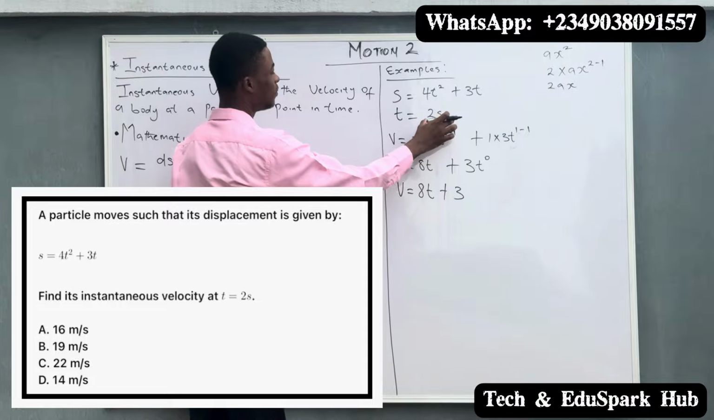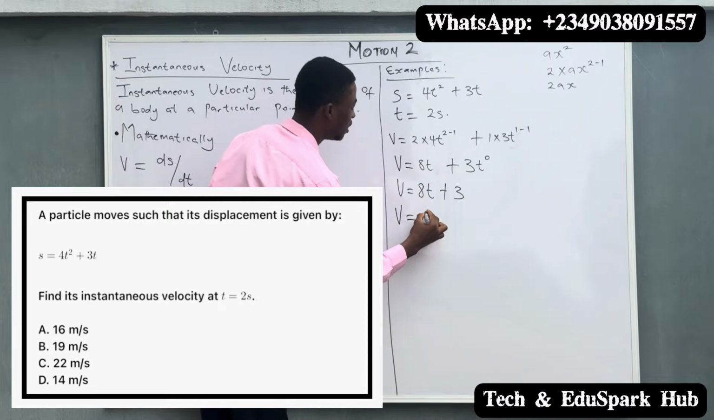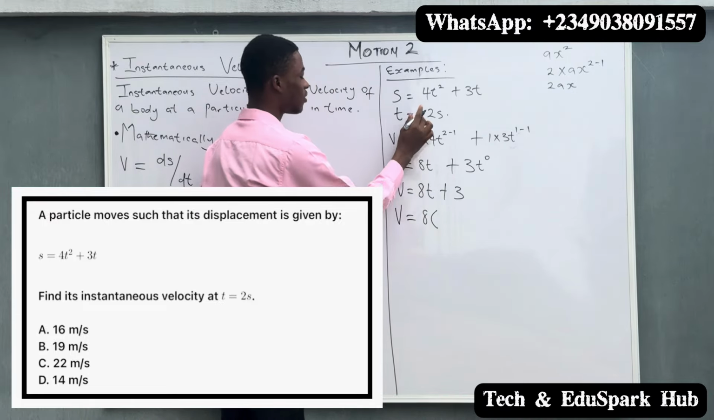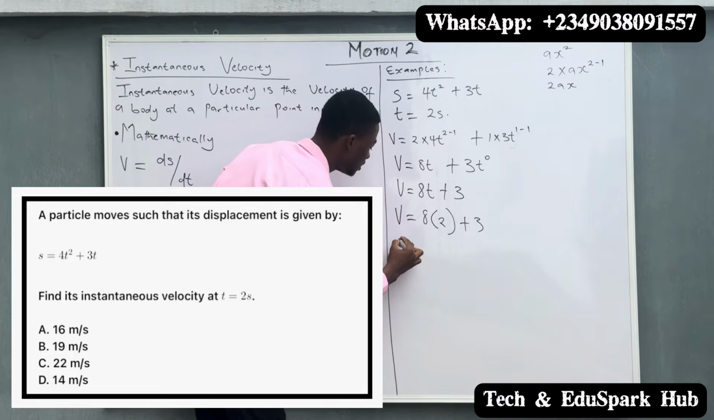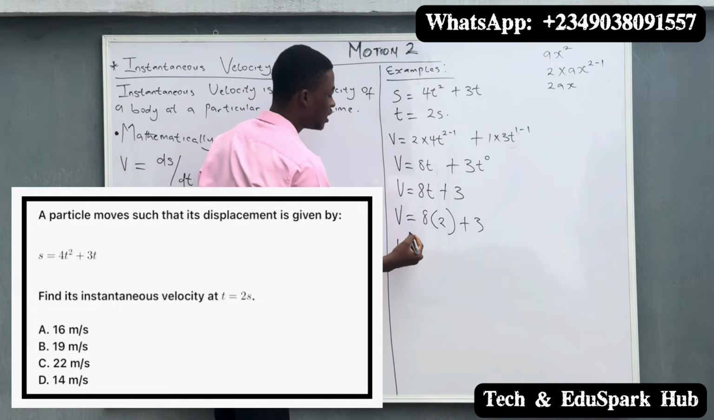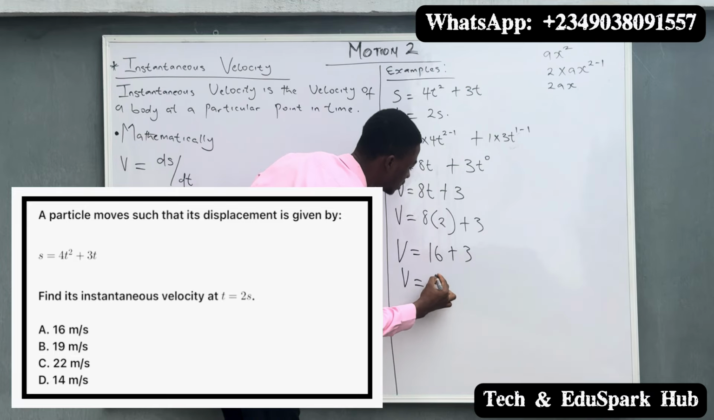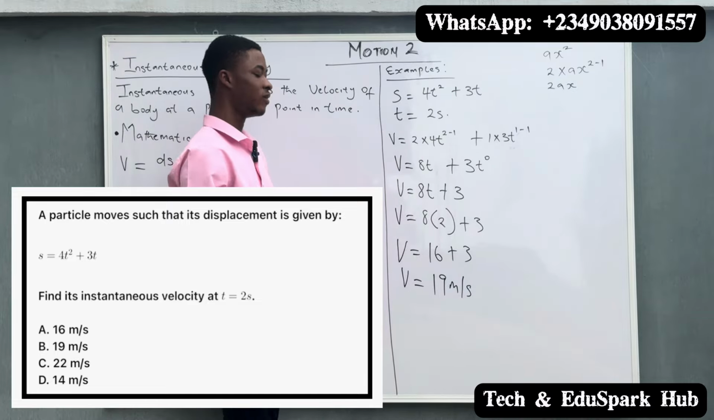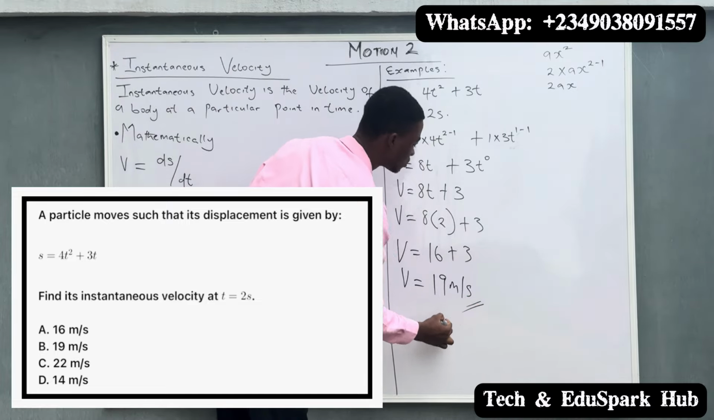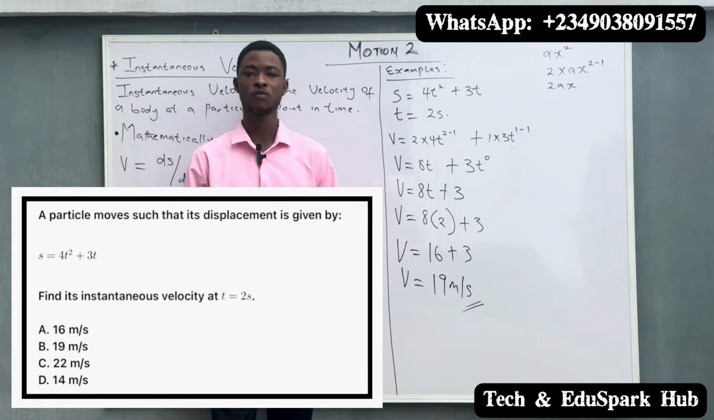So in this case, we can now input our t, which is 2 seconds. We have our instantaneous velocity given as 8 open bracket 2 close bracket plus 3. So 8 multiplied by 2 will give us 16, and 16 plus 3 will give us 19 meters per second, because that is the unit of velocity. So 19 meters per second is correct for a question of this type, and from what we have, option B is correct.